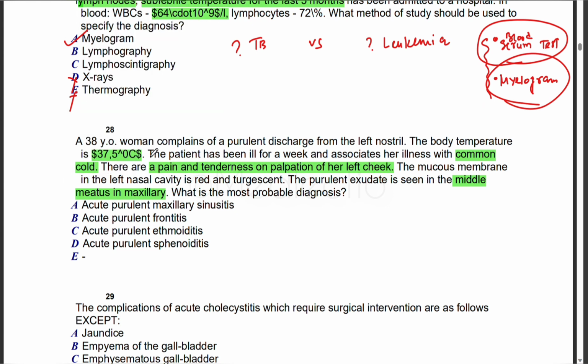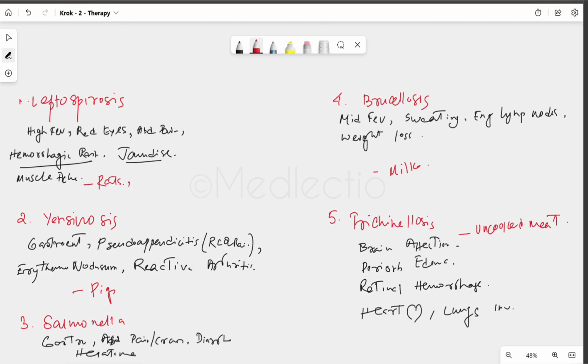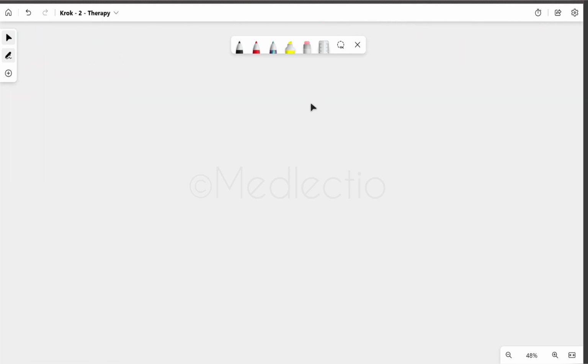So they are saying the maxillary, middle meatus. So the straightforward answer should be maxillary sinusitis. But we need to learn a bit also, not only doing MCQ. Sorry for my drawing again, it's very hard to draw on a computer.